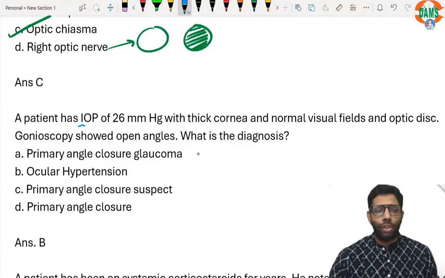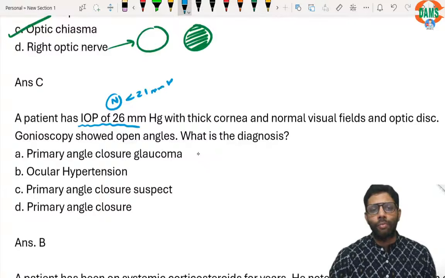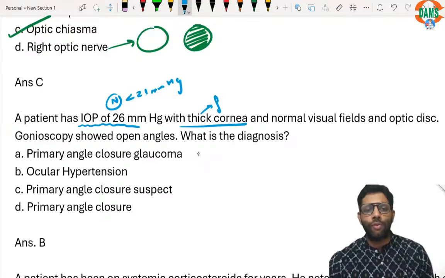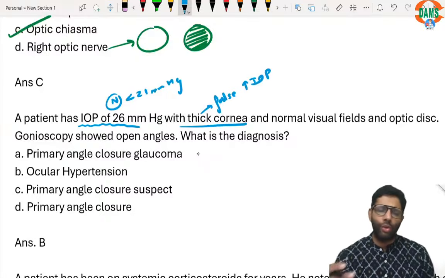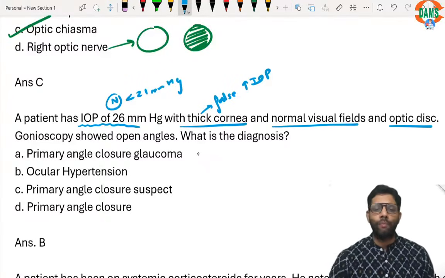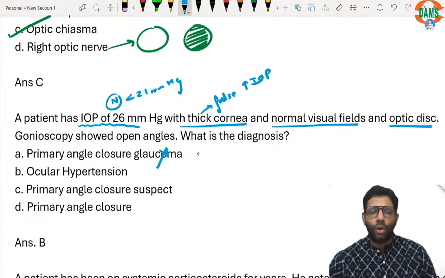A patient has intraocular pressure of 26. It is high because normal is less than 21 mm of mercury. Cornea is thick, okay, fine, doesn't matter. Usually thick cornea gives false high IOP. If you know, you know. If you don't know, doesn't matter. But visual fields are normal and optic disc is normal. So visual field and optic disc are not normal in primary glaucomas. We cannot call the patient glaucoma.